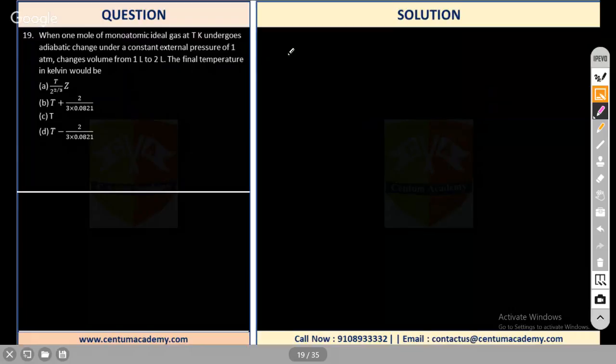Okay, so for an adiabatic process, what we can write is T2 by T1 is equal to V1 by V2 to the power gamma minus 1. This is what we have used, right? This is what you have used. You have used this relation only.